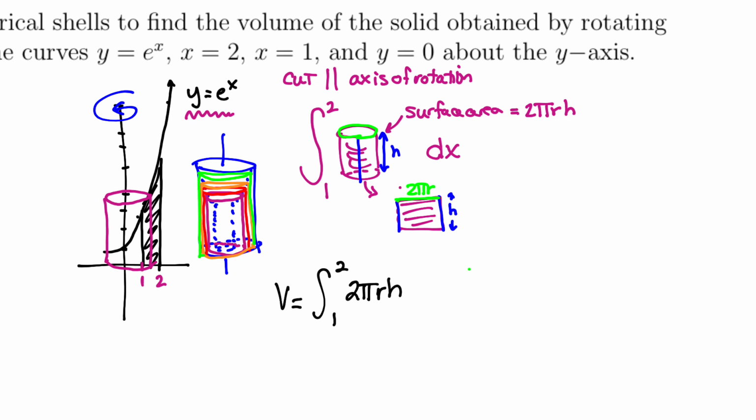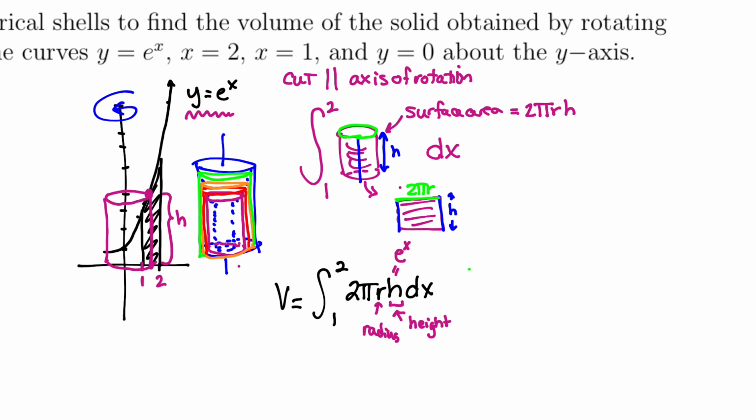2 pi r h dx, where h is the height of the cylinder and r is my radius. Now it's pretty clear what my height is for this particular cylinder. The height is this distance here in my picture. So what do you think the height is for this particular cylinder? y equals e to the x. I think so too. My height for my cylinder here is e to the x.